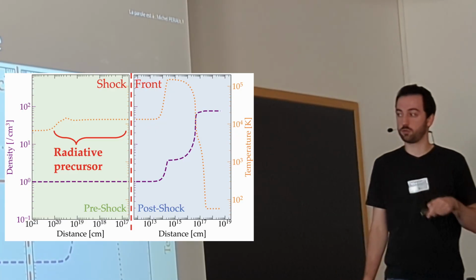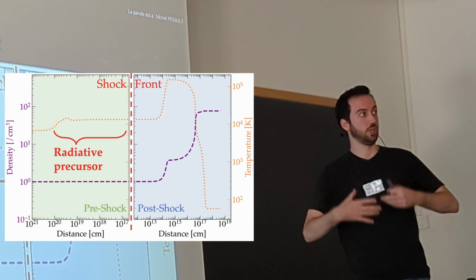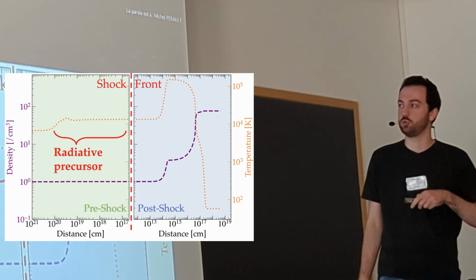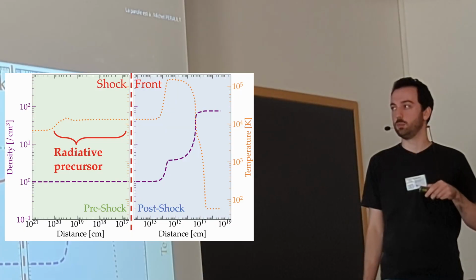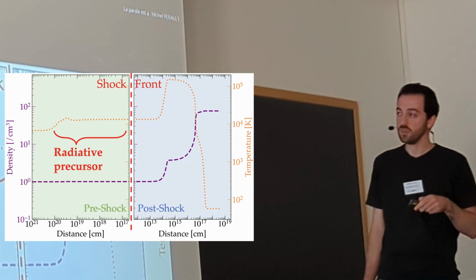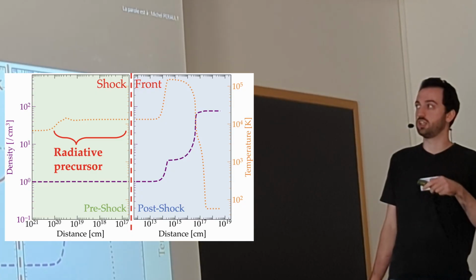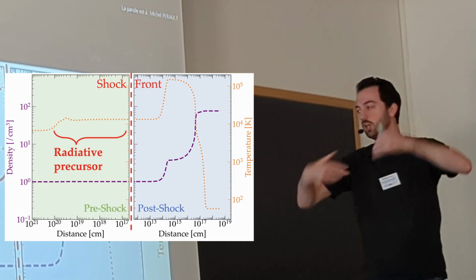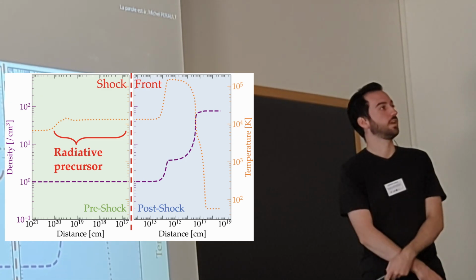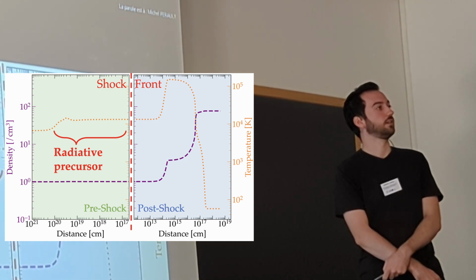This is because the shock front is very hot, and this hot shock front radiates and emits X-rays. These X-rays will be able to ionize or heat the materials, and so we will see a bump, which is what we call a radiative precursor. And obviously, then the material is shocked, heated up, and then cools down slowly.